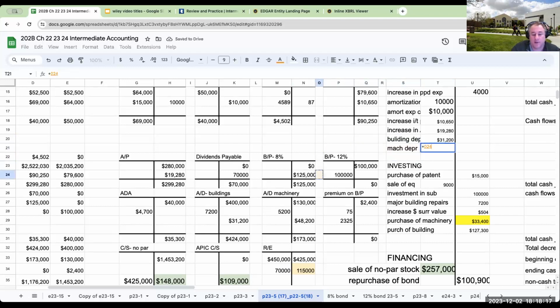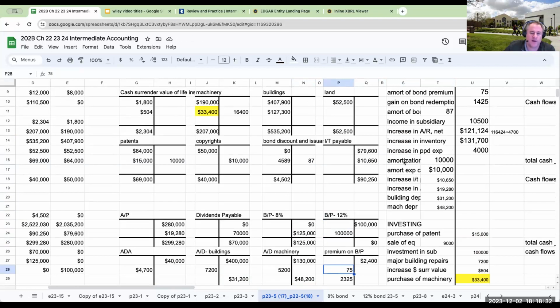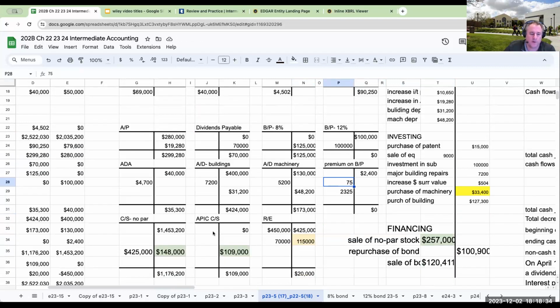This is going to be a debit for 48.2. Remember, I'm doing the opposite to cash. You never call this an increase in accumulated depreciation. That's wrong. You want to call it what it is: premium on bond payable. I dealt with this one when I redeemed it, and then I put this 75 up here for the amortization of the bond premium.